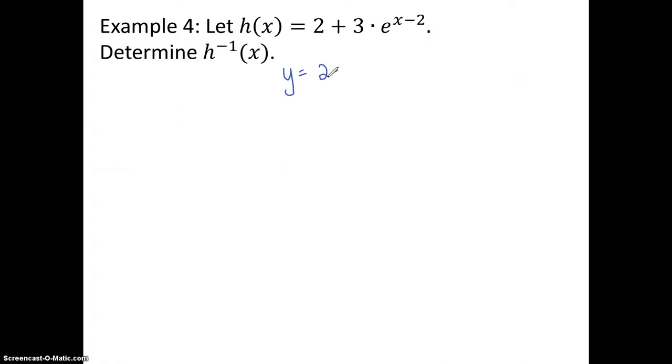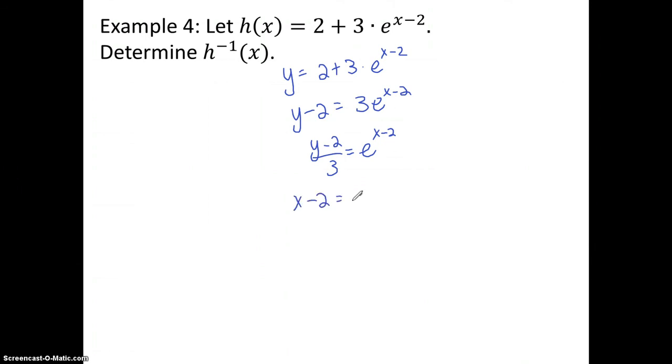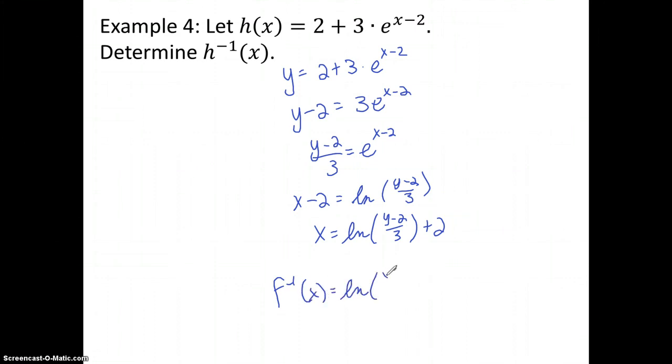So I'm going to have y equals 2 plus 3 times e to the x minus 2. Subtract the 2, and then I'm going to divide by 3: y minus 2 over 3 equals e to the x minus 2. I'm going to use my formula to switch, so x minus 2 equals log base e, which is ln, of y minus 2 over 3. And then I'm going to add 2 over, we get x equals ln of y minus 2 over 3 plus 2. So f inverse of x is equal to ln of x minus 2 over 3 plus 2.